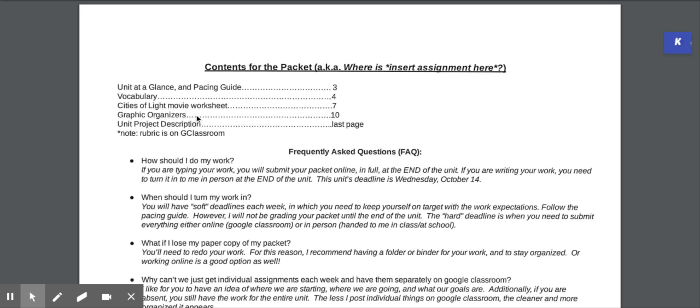We do have a number of graphic organizers for this unit, and those will help consolidate information from our Pear Deck presentations. Those will be organized by the area and region we will discuss. And I also wrote down what week they will be from. I did forget to mention on here there is a map for this unit that will be in between the unit project and the graphic organizers. And the unit project description will be on the last page of the packet.